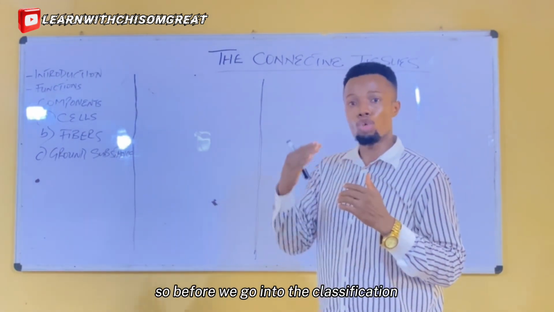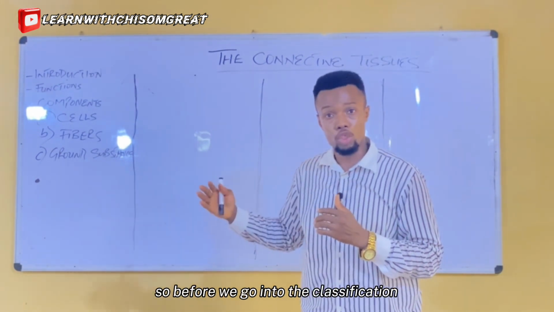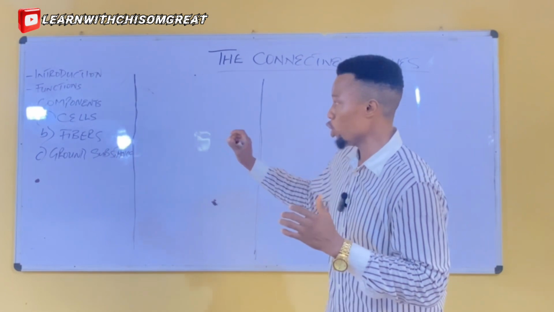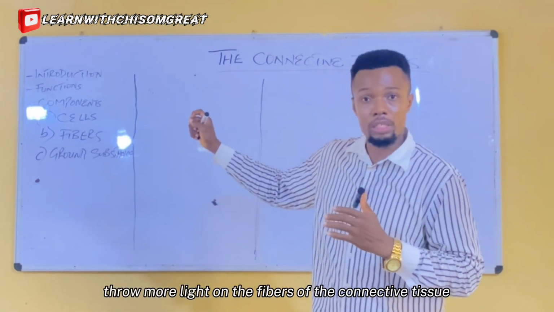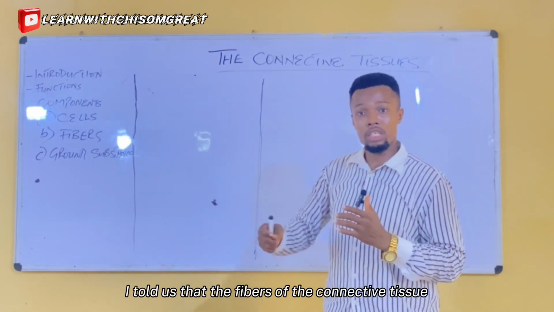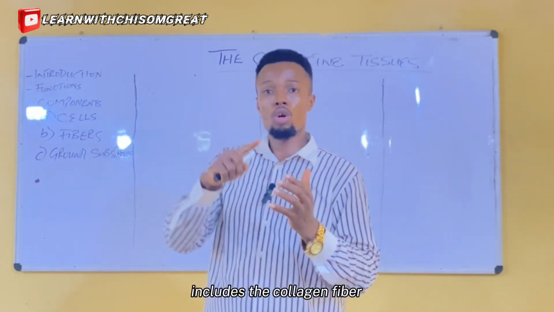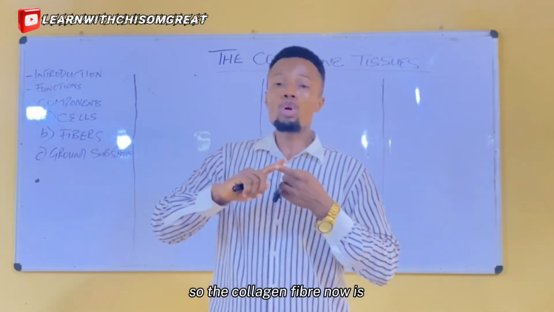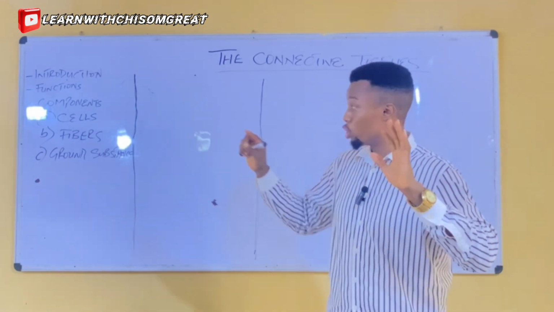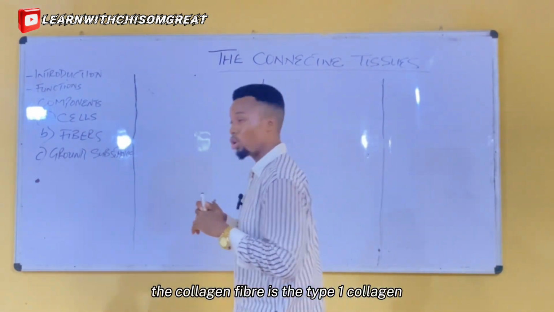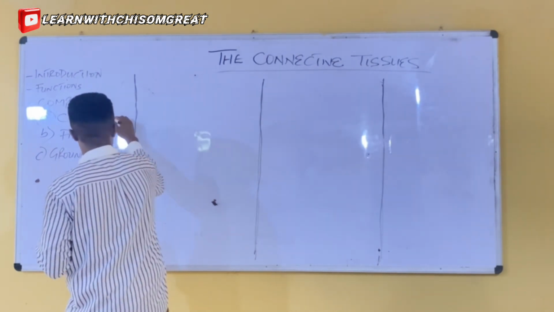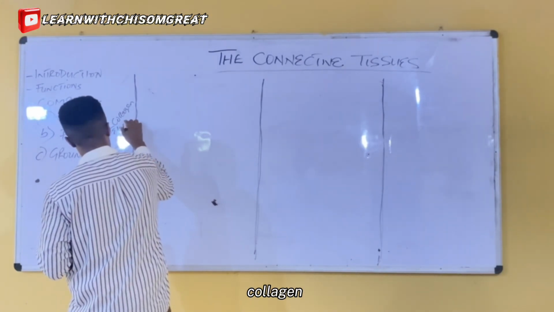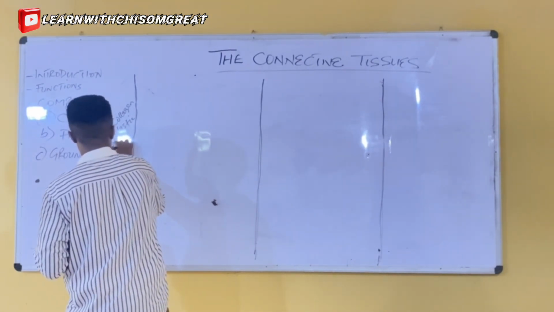So before we go into the classification of the connective tissues, I want to throw more light on the fibers of the connective tissue. I told us that the fibers of the connective tissue include the collagen fiber, the elastic fiber, and the reticular fibers. The collagen fiber is the type 1 collagen. Collagen, elastic, and reticular.